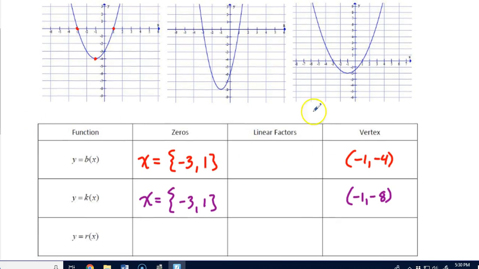Now the last one, R of x, this graph. You have a set of zeros that are the exact same. They're at 1. Oh, excuse me, they are 1 and -3. And, well, what's our vertex? It looks like it's -1 and -2.